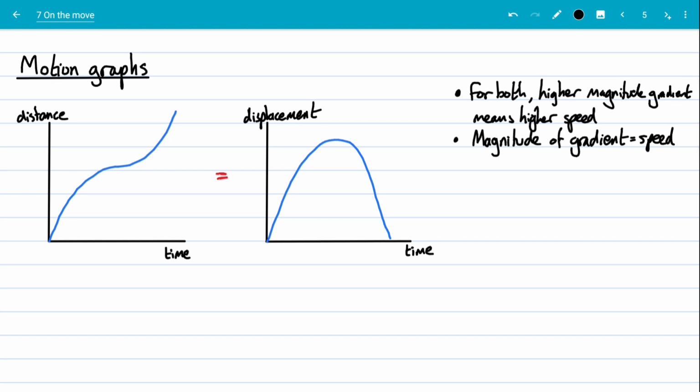Now, for the left-hand graph, the gradient's always positive or zero. It's never negative because you can never reduce the distance that you have traveled. If the gradient is zero, that means that we have a velocity of zero. We've stopped moving. And that is the case here as well. So both of these graphs actually could be used to show the motion of something which has been thrown in the air. These two graphs, both of them show a ball thrown in the air.